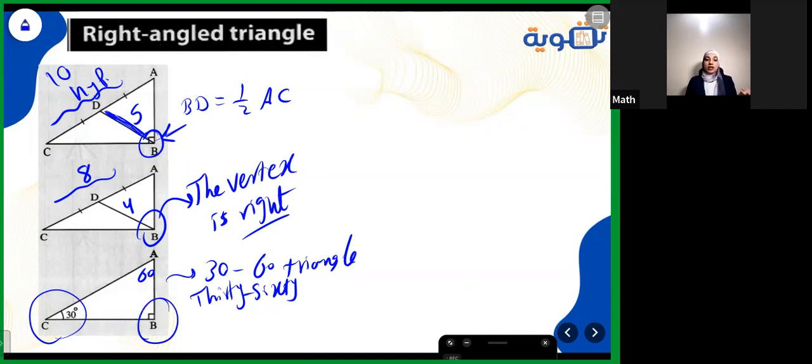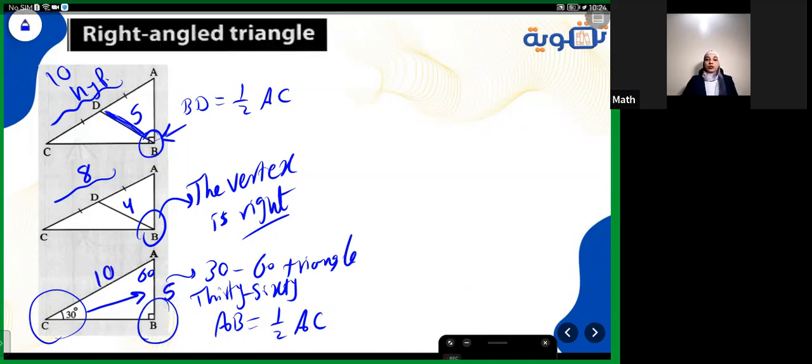What to do about this? If you have a 30 angle in the right angle triangle, the side opposite to it, which is AB here, will be, of course, half the hypotenuse AC. If this side here is 5, this should be 10. If this is 2, this should be 4. If this is 4, it will be 2, and so on. So this is the part of the right angle triangle.